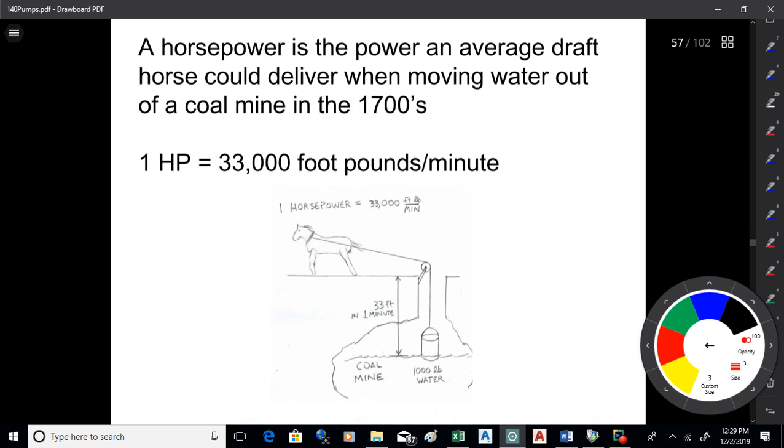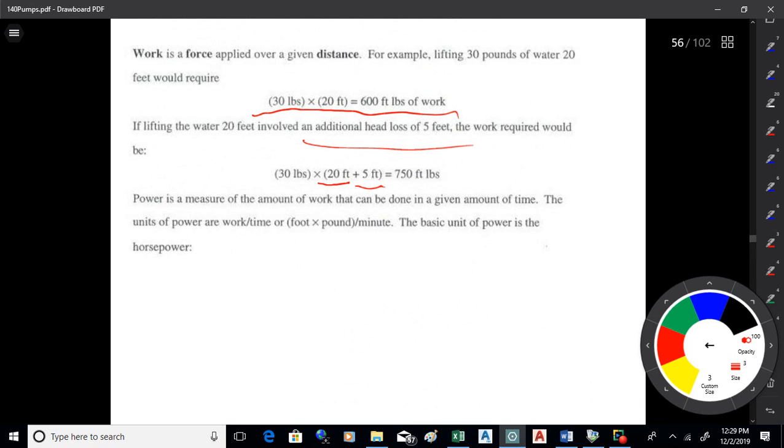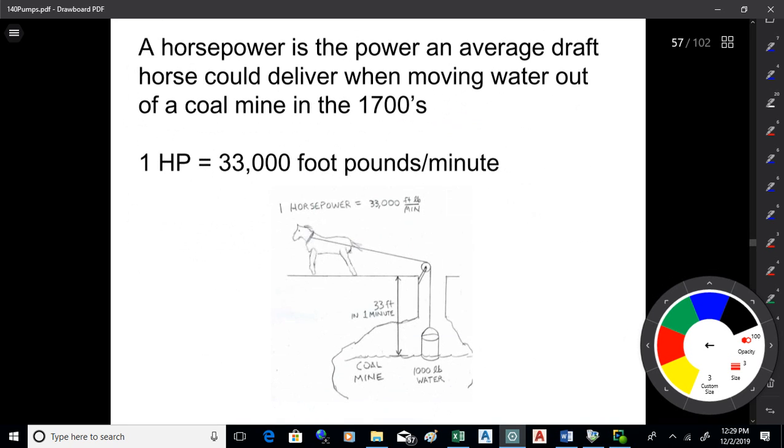All right, now we actually rate things in horsepower. Power is the ability to do work quickly. Power is a measure of the amount of work that can be done in a given amount of time. We measure it in horsepower, which actually is the power of a horse.